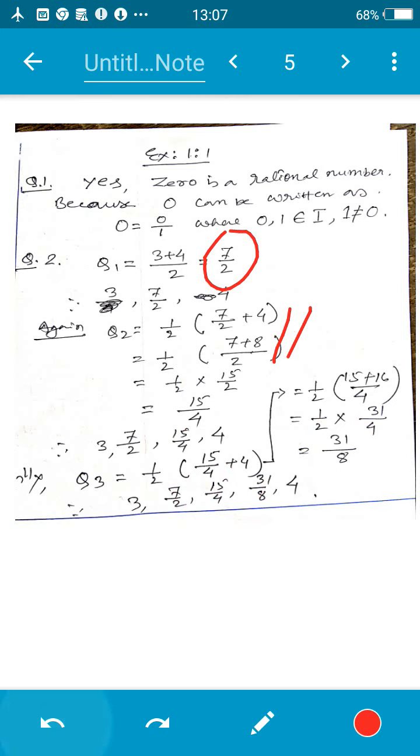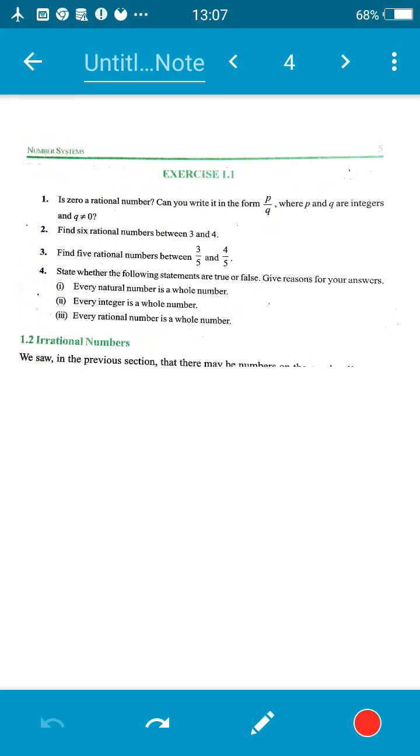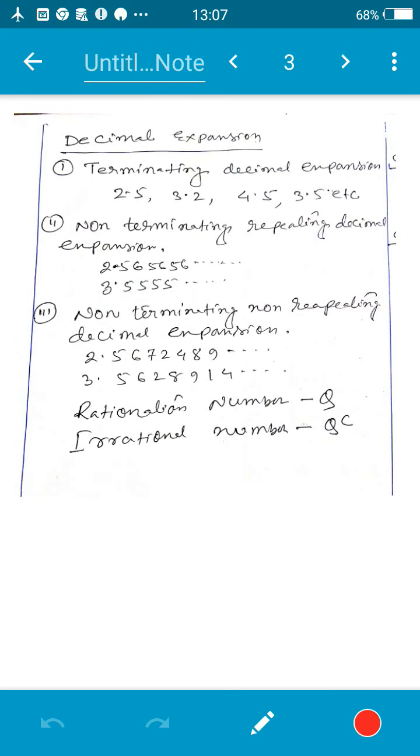Okay students, the rational numbers between two given numbers can be found by another method, that is by decimal expansion. Here, first of all, we should learn the types of decimal expansion. Decimal expansions are of three types: the first is terminating decimal expansion, the second is non-terminating repeating decimal expansion, and the third is non-terminating and non-repeating decimal expansion.